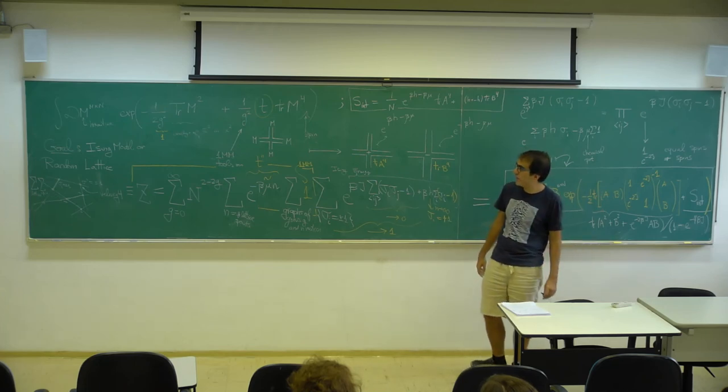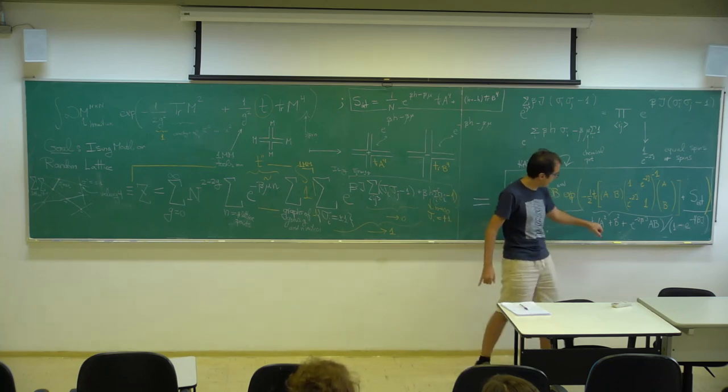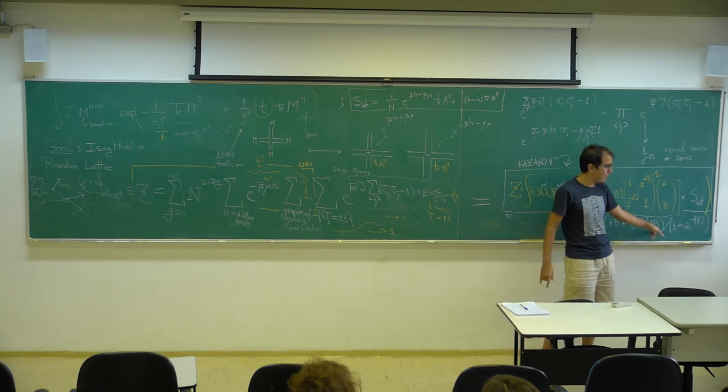It's really sophisticated. Just to give you an example. This is a model where I have a matrix A and a matrix B and a coupling between A and B.